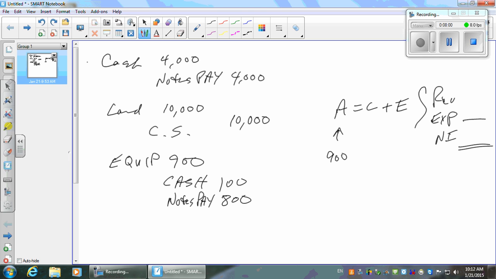Cash is an asset. What happens to it? It goes down by 100. Everybody agree with that? Okay, notes payable is a what? Liability. It goes up by 800. Did everybody agree with that? Does that balance? Of course, because assets in total do what? It goes up by 900 and down by 100. It goes up by 800, and those two agree with each other. Wonderful, huh? It's easy.